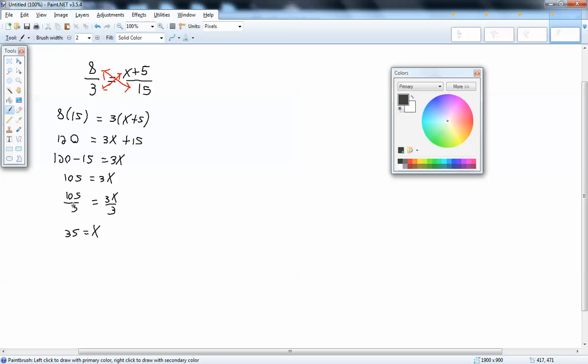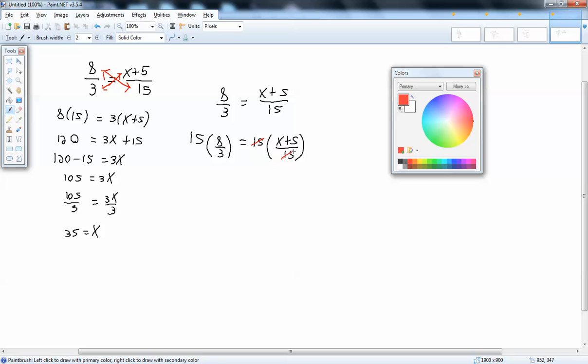Okay. Now how you could also do that, just for fun. Since this is a linear equation, our steps for solving a linear equation is to get rid of parentheses first. Don't have any. Second step is get rid of fractions. Multiply everything by the LCM of all your denominators. We've got 3 and 15. Our LCM would be 15. So take 15 times 8/3 and 15 times x plus 5 over 15.